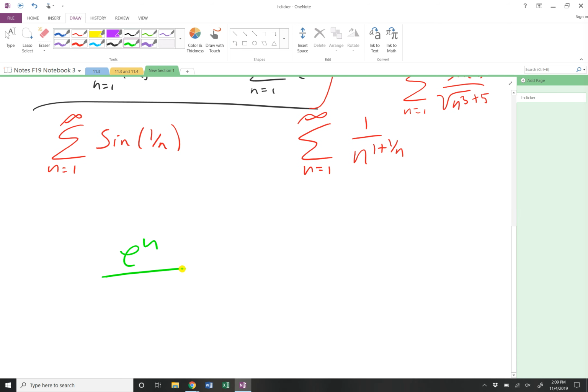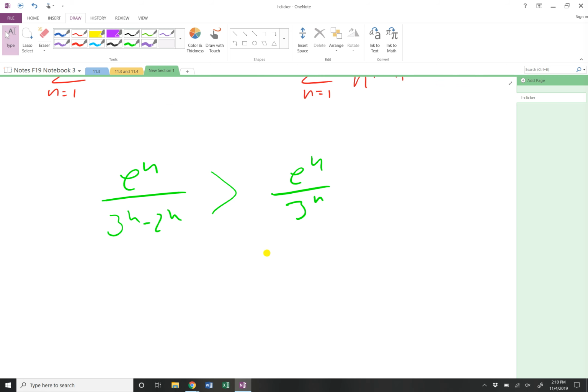Which is larger, e to the n over 3 to the n minus 2 to the n, or e to the n over 3 to the n? Which is larger? This negative 2 to the n makes the denominator smaller, so the whole thing's going to be bigger. If you can't remember, then you just have to think of 1/2 and 1/3. 2 is smaller than 3, but 1/2 is larger than 1/3. The denominator is smaller, so the whole thing's going to be larger. So can we do a comparison here? No, because that is larger. It's on the wrong side.